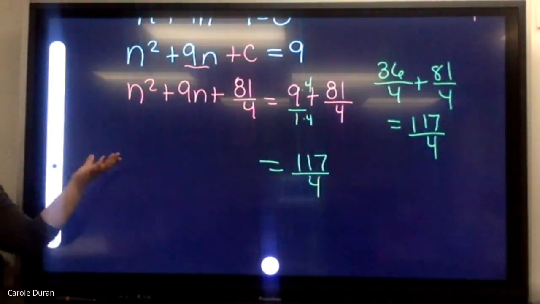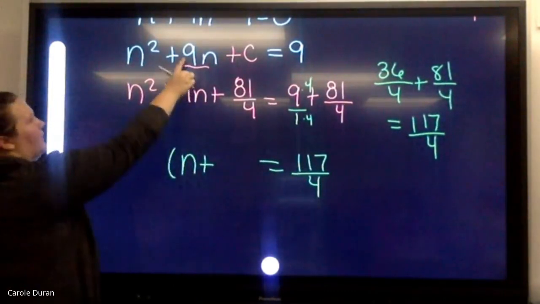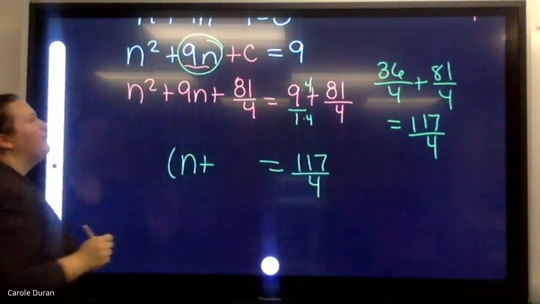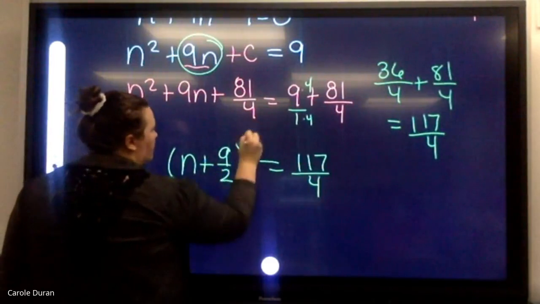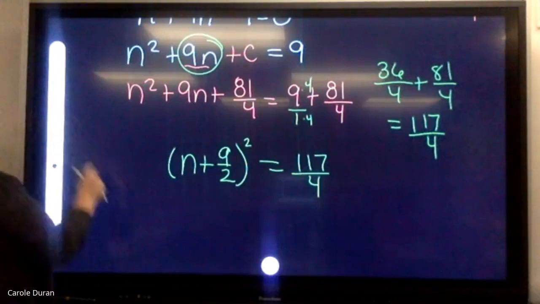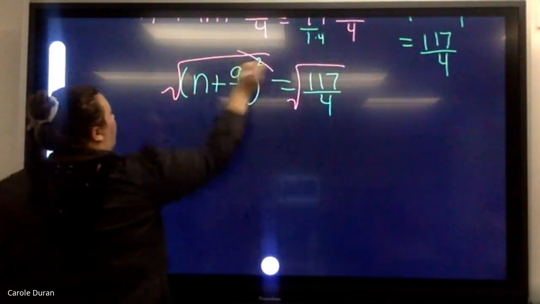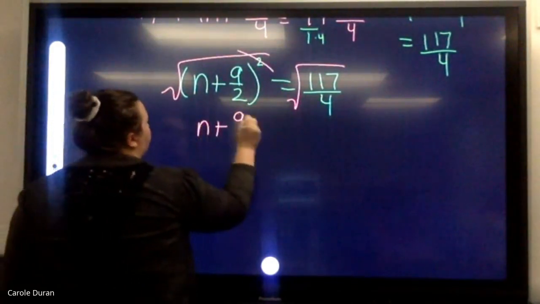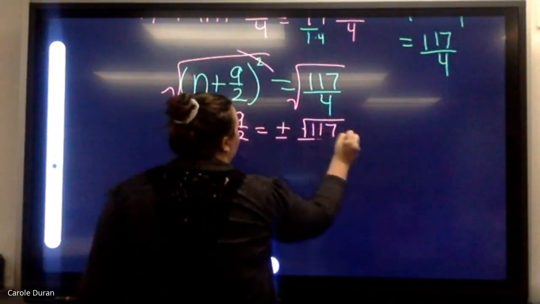I need to factor it, knowing that it's a perfect square trinomial. It's going to factor into n plus whatever half of this term right here was. That term is 9. Half of 9 is 9 over 2, and then squared, equals the 117 over 4. Now I have to square root everything. I do that, and I get n plus 9 over 2 equals positive and negative square root of 117 over square root of 4.